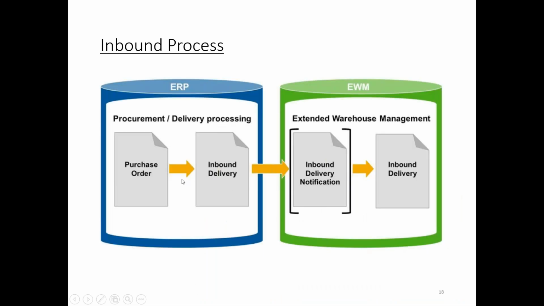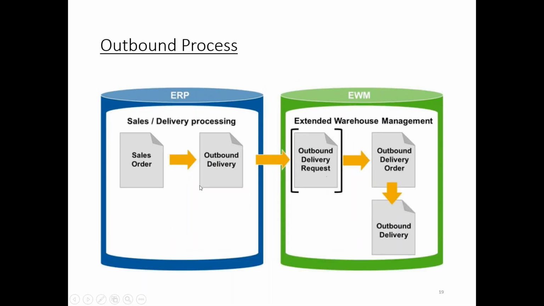And then we have the inbound process. On the ERP side, as you already know, PO and inbound delivery create the inbound delivery in EWM. In the case of a non-S4 system, you have the inbound delivery notification, but in the embedded S4HANA, the inbound delivery notification is no more there. Similarly, for the outbound, you have the outbound delivery order request, and this request is no more there in S4HANA.